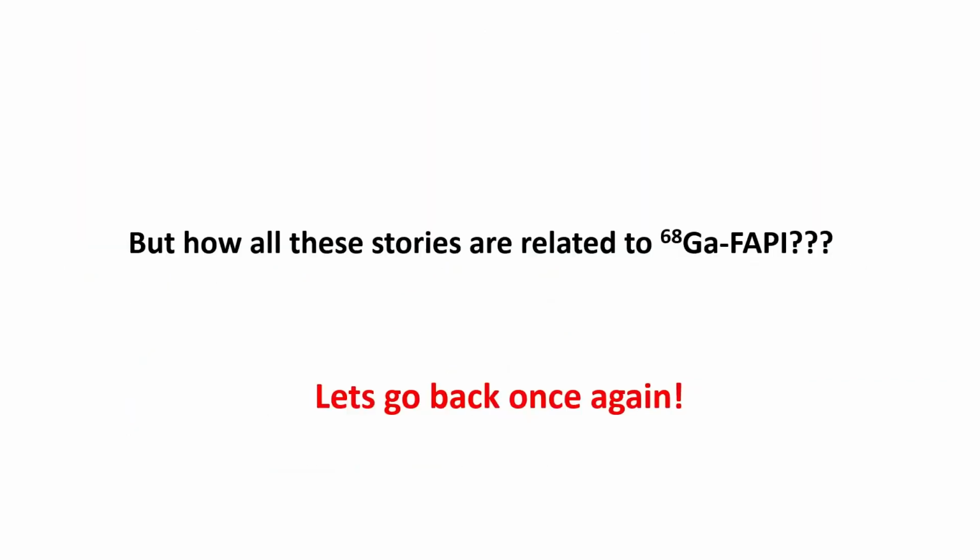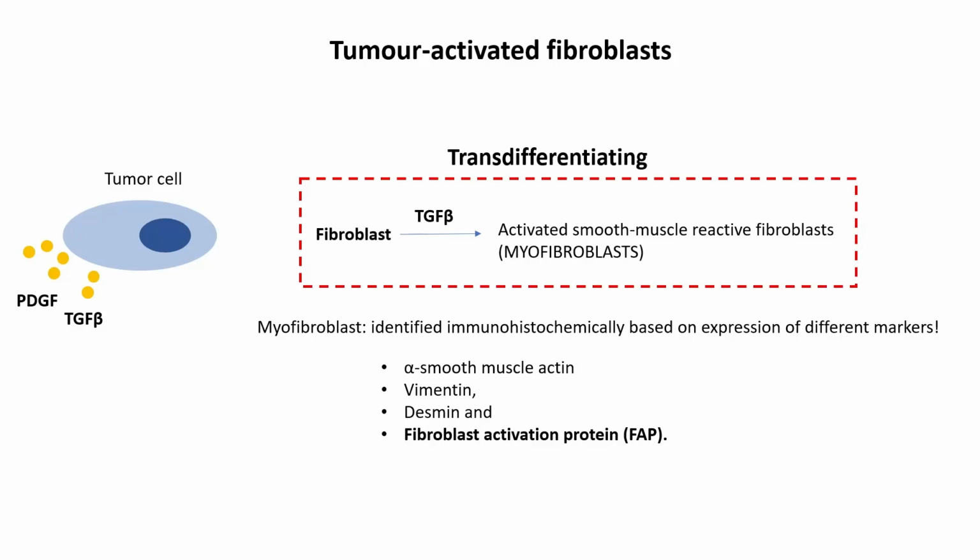But now the question will be, definitely, how are these stories related to FAPI? So let's go back once again. I have told that the tumor cell secretes some growth hormones, some proteins, it secretes multiple things, and out of these factors, some are pretty important, like PDGF or platelet derived growth factor, and TGF beta, which are growth factors released by the tumor cell as a whole. And this TGF beta is responsible to transdifferentiate the fibroblasts to myofibroblasts, which are the activated smooth muscle reactive fibroblasts.